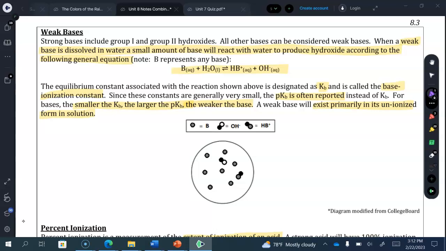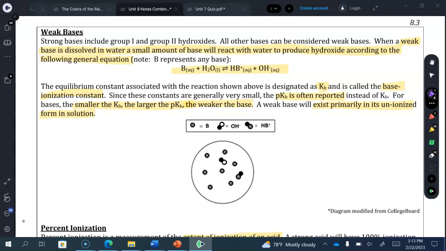So the equilibrium constant associated with the reaction shown above is designated as Kb, and this is called the base ionization constant. Since these constants are generally very small, the pKb is often reported instead of Kb. For bases, the smaller the Kb, the larger the pKb, and the weaker the base. So this follows the same trend as the acid ionization constant.